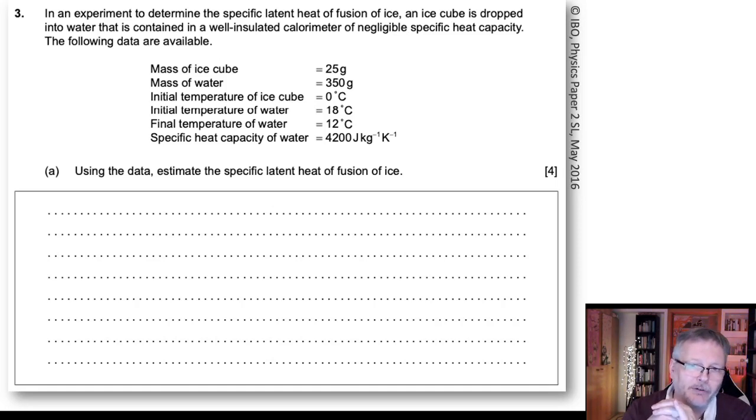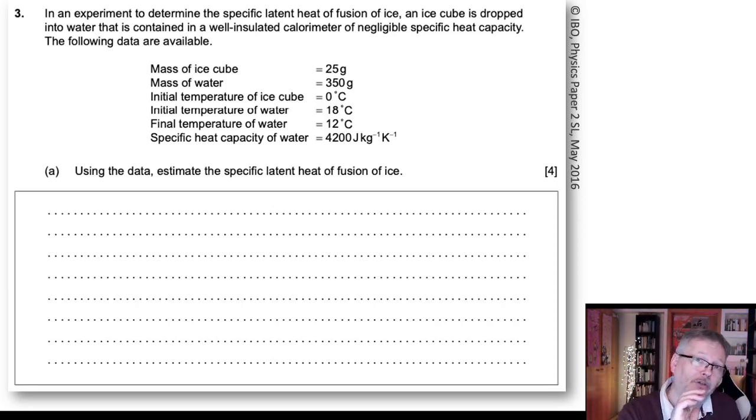So the mass of the ice cube is 25 grams, the water it's going into is 350 grams. The ice cube, as I said, would be useful in my earlier video. It's 0 degrees C, so we don't have to worry about the specific heat capacity of the ice and heating up the ice. All the ice will do is melt. It will melt and it will then mix with the already existing water until the entire thing is at an equilibrium temperature, as it says, of 12 degrees C. So the initial temperature of water was 18 degrees C.